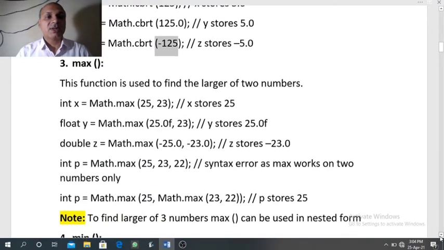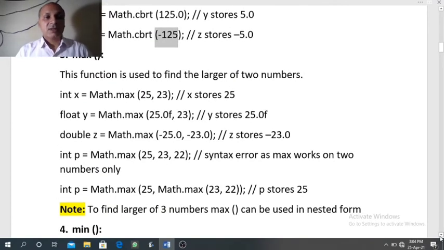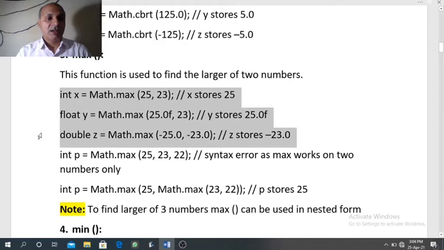Now, coming to the max function, this function is used to find the larger of two numbers. Be careful, it works only on two numbers. Depending on the argument, the return type will change. In this example, you can see I have taken three variables x, y, z of different data types: int, float and double. The reason is that in all three examples I have passed values of different data types.